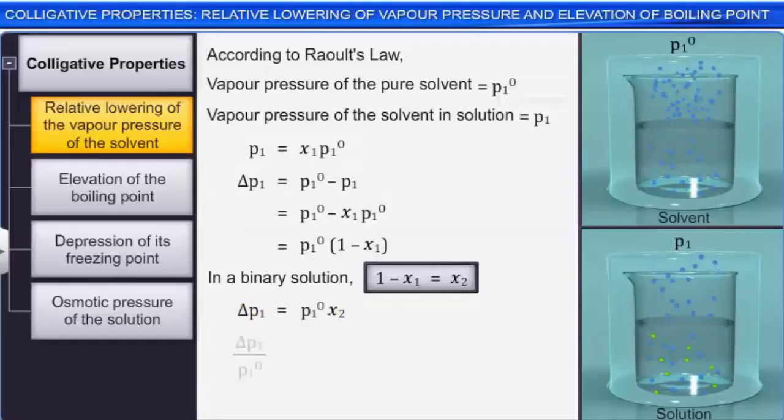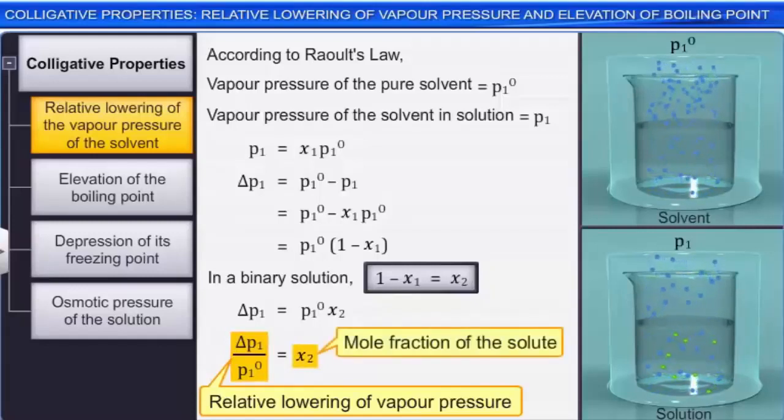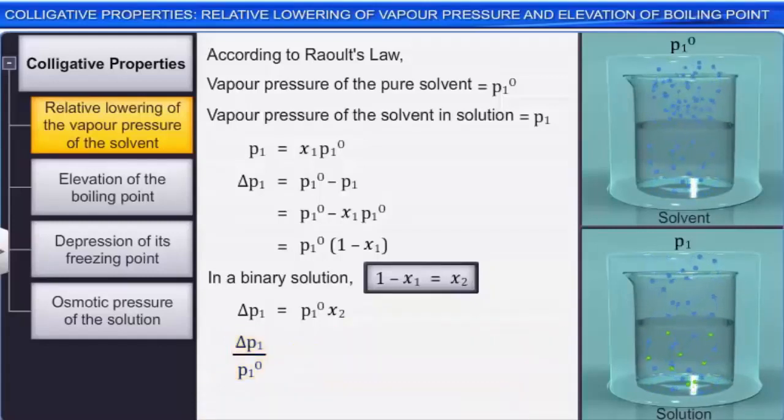The lowering of vapor pressure relative to the vapor pressure of pure solvent is called relative lowering of vapor pressure. Therefore, relative lowering in vapor pressure delta P1 divided by P1 naught is equal to X2, the mole fraction of the solute. In other words, P1 naught minus P1 divided by P1 naught is equal to X2. Thus, it can be seen that relative lowering in vapor pressure depends only on the concentration of solute particles and is independent of their identity.